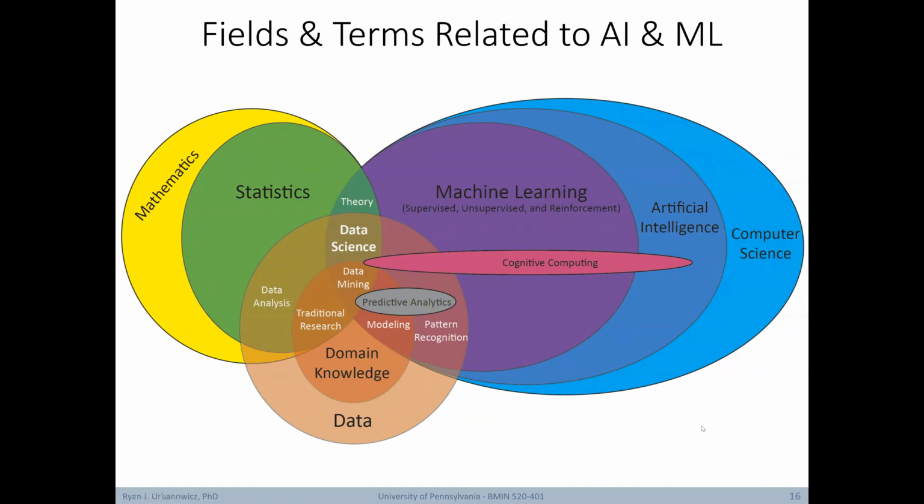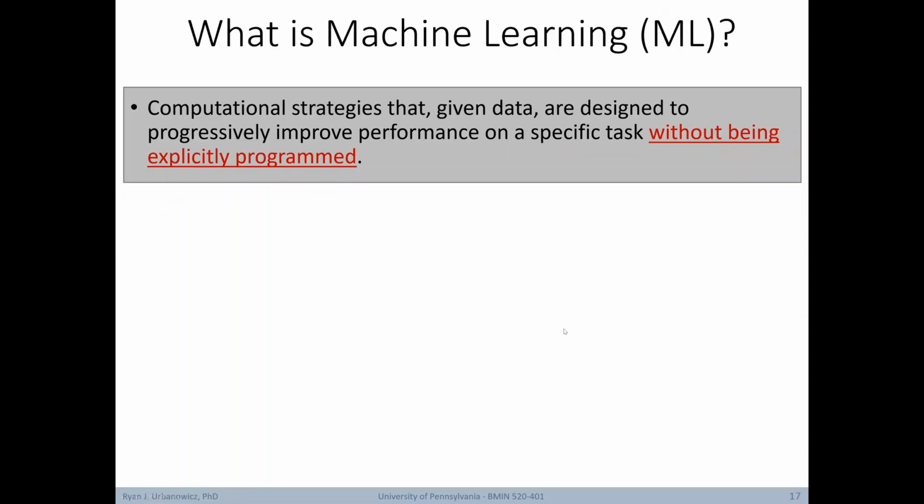At the overlap of these fields, we have terms like data science, data mining, as well as data analysis and pattern recognition. Okay, so before we move forward, it's worth taking the time to define what machine learning is a little bit more carefully to help differentiate it from the larger field of artificial intelligence.